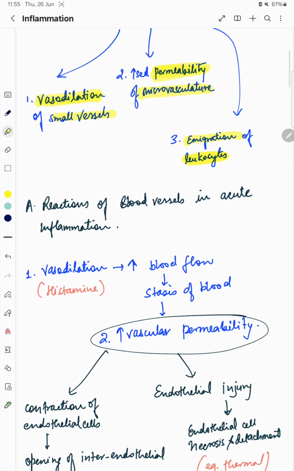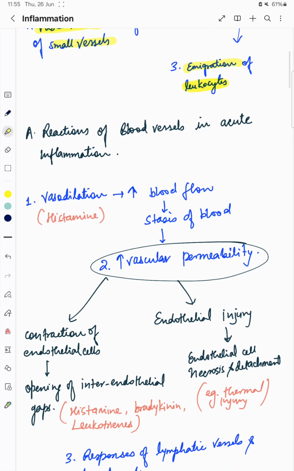So now we will see the various reactions of blood vessels in acute inflammation. First is vasodilation. Mediator for this vasodilation is histamine. Due to vasodilation, there is increased blood flow or stasis of blood.